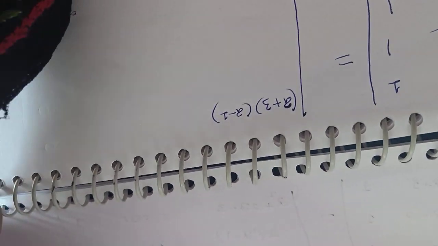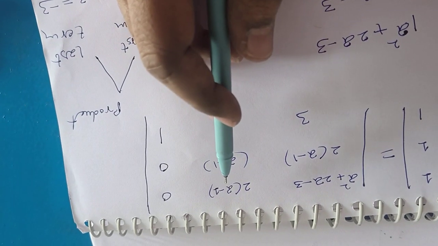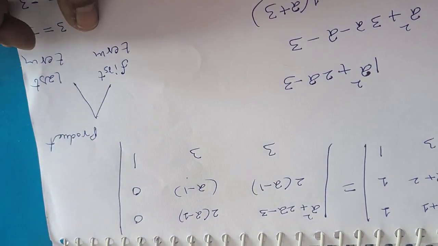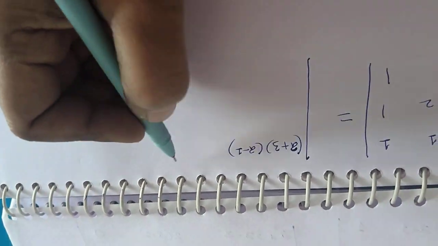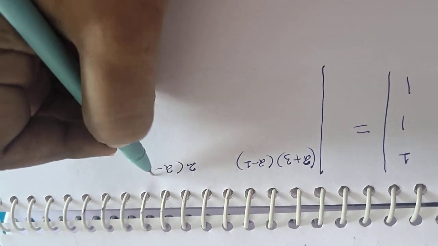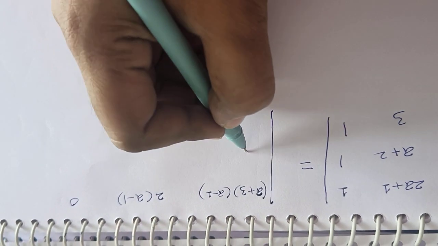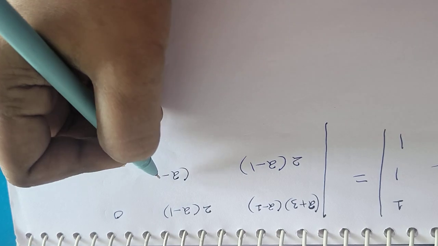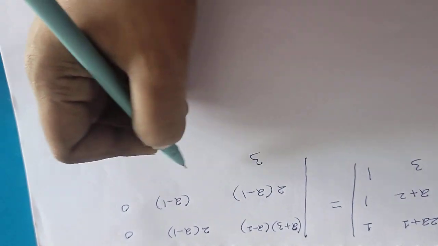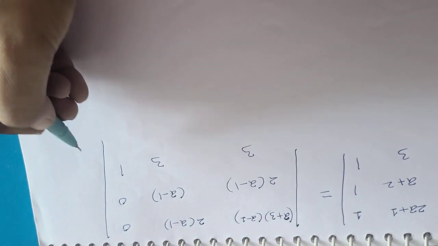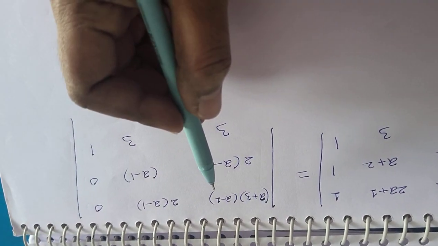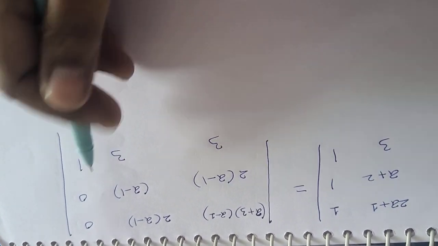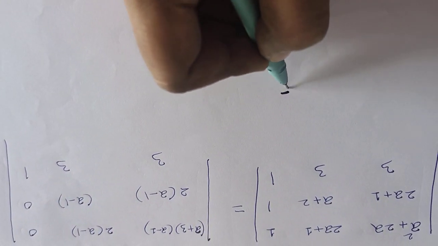Here we have, this is 2 into a minus 1, 0. Here also 2 into a minus 1, 0. This is also 2 into a minus 1, a minus 1, 0, 3, 3, 1. Now, from the first row, we can take a minus 1 common. From second row also, we can take a minus 1 common.